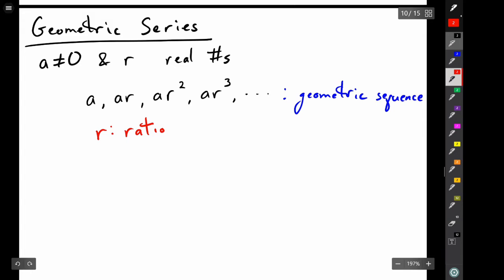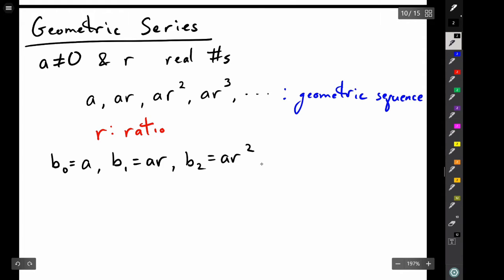Here, for our general term, we're actually not going to start our index at 1 this time. We're going to say a0 is a. A is a little unfortunate here, so let's use a different letter. Let's use b. So b0 is a, b1 is ar, b2 is ar squared, and so on.